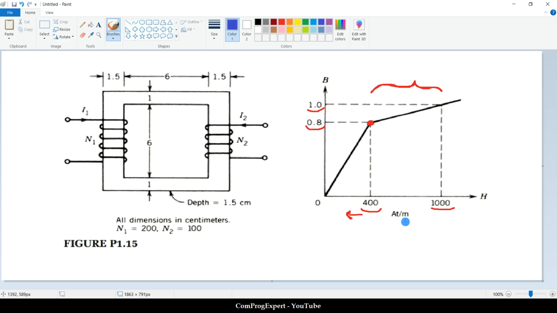So it is obvious here we have a 600 rise in the value of H. Okay, so 1000 divided by 400 is equal to 2.5. So the value of H for this point is 2.5 times the value of H for this point. But here we have only a little increase in the value of B. Okay, so this is the saturation zone.